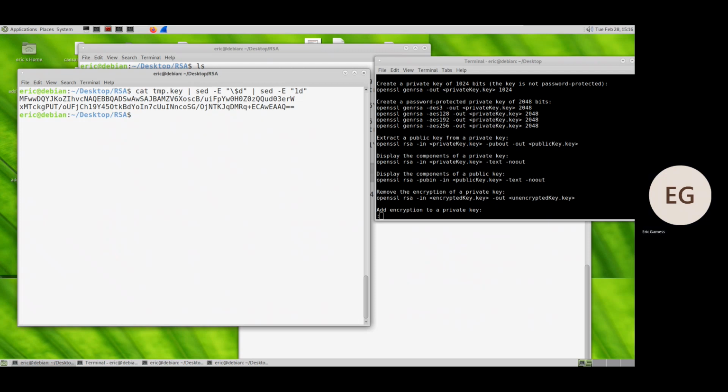So now that I have removed these two lines, I want to decode, because the public key has been encoded with the base64 tool. I want to decode it. What should I do here to decode it?